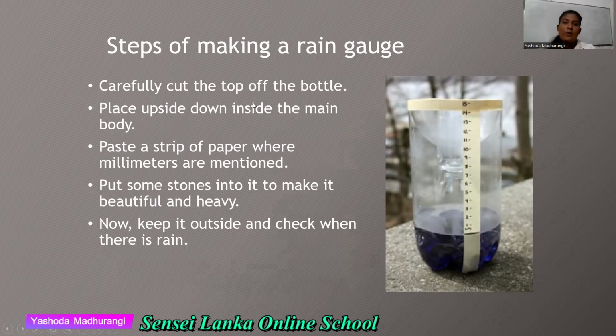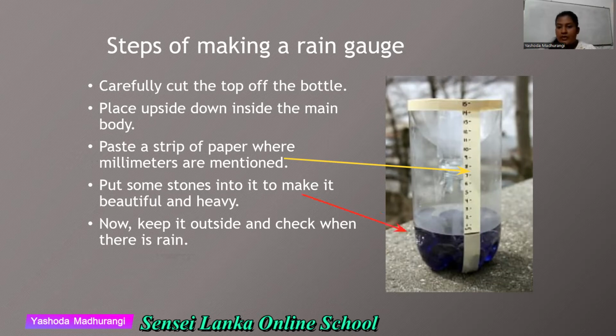Carefully cut the top of the bottle. Place it upside down inside the main body. Paste a strip of paper where millimeters are mentioned. What is a strip of paper? Can you see this paper? It is that. Put some stones into it.